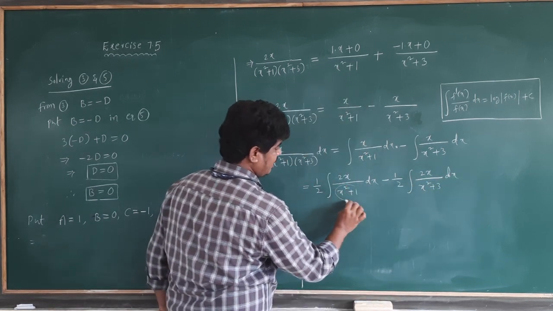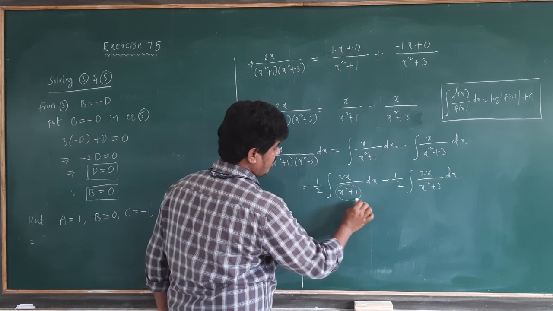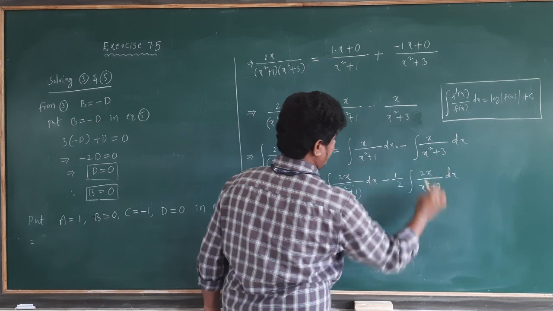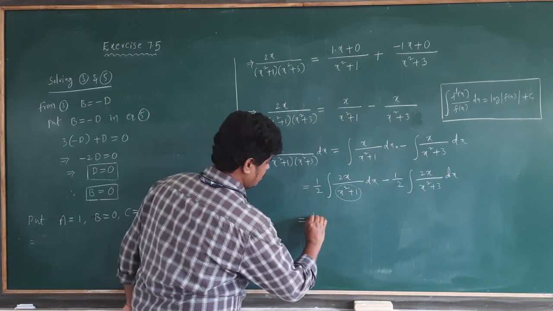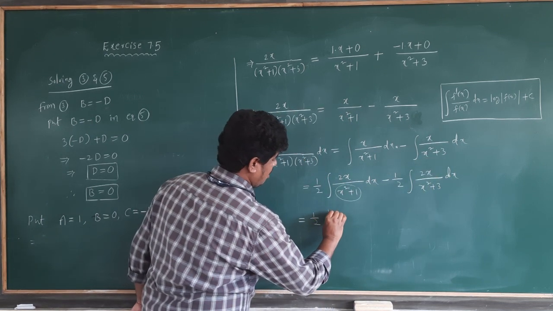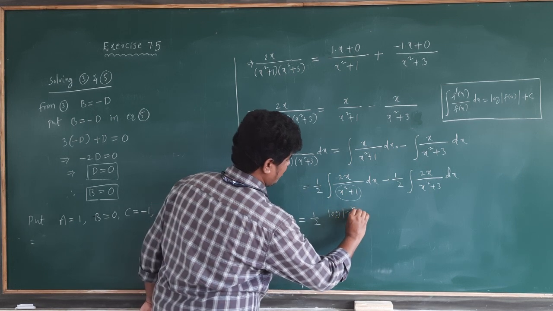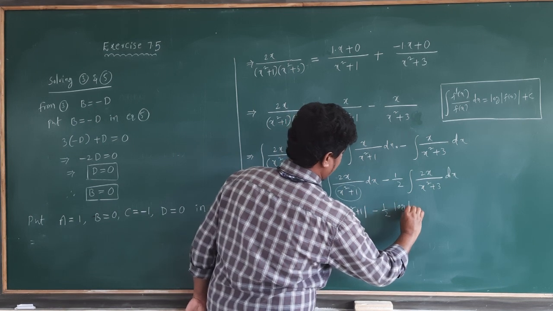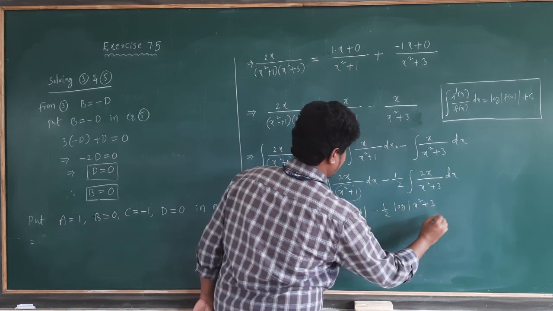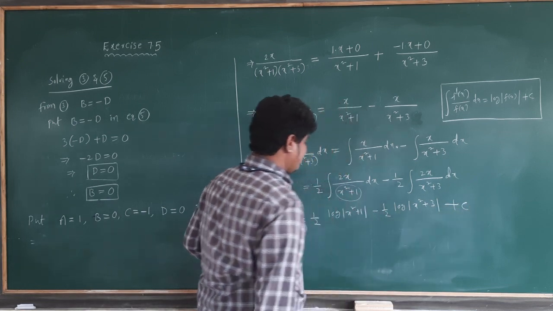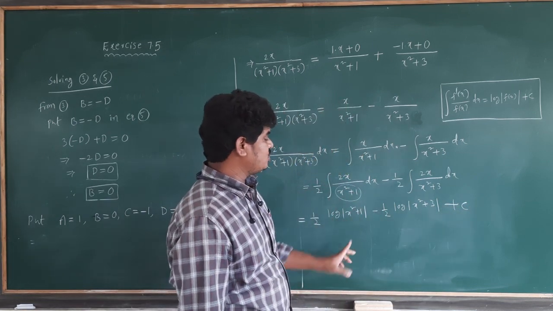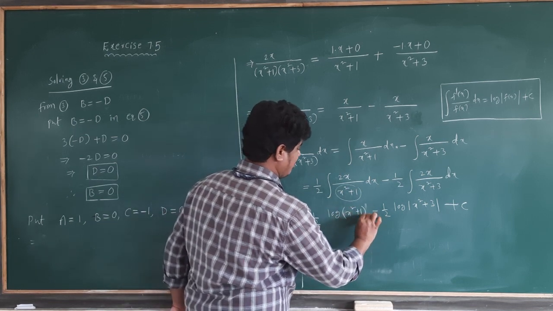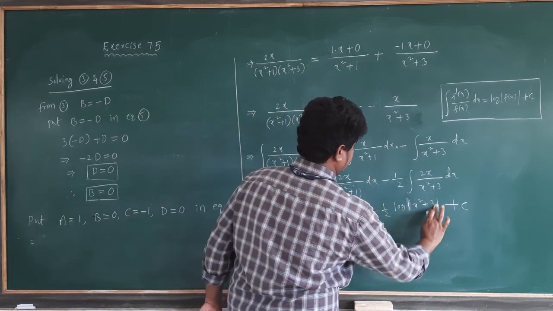The derivative of the denominator, the derivative of x square plus 1 is 2x. The derivative of x square plus 3 is 2x. So what we write? 1 by 2 into log mod x square plus 1 minus 1 by 2 into log mod x square plus 3. Actually x square plus 1 is always positive. If you want, you can take mod, otherwise just take bracket enough. Okay, no need to take mod compulsory. Why? Because it is positive.